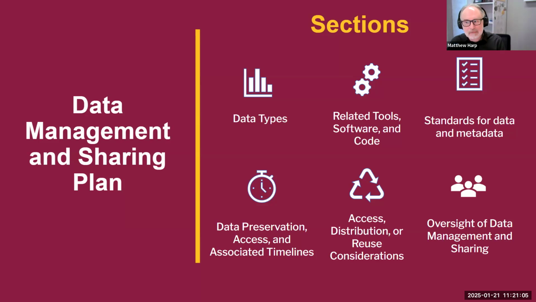This is where you might name the repository you will be archiving and publishing your data, and whether you will include any metadata standards, persistent identifiers, and timelines for publishing your data. You're then going to explain your access, distribution, or reuse considerations that provide maximum sharing while respecting any restrictions. This can include access controls and intellectual property concerns.